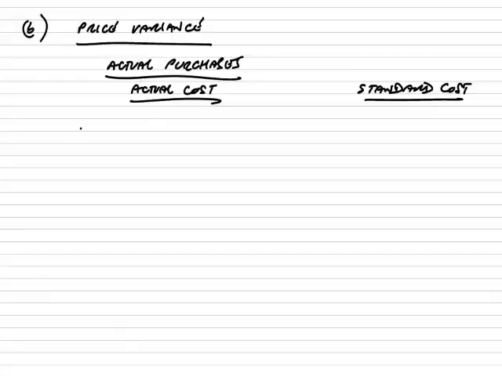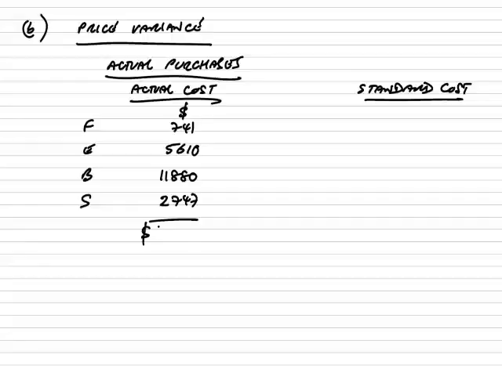What are our actual purchases? Well, there's flour, eggs, butter, and sugar. From the second page of the question, we know how much we spent. On flour, we spent £7,41, eggs £5,610, butter £11,880, sugar £2,747. We spent a total of £2,978. We're going to compare that with what we should have paid.